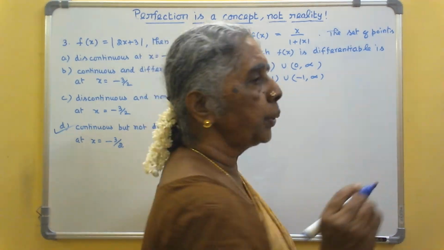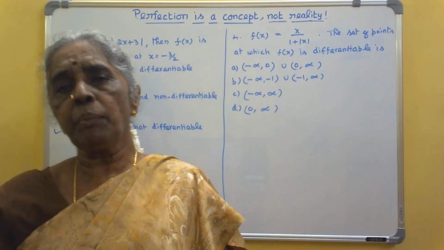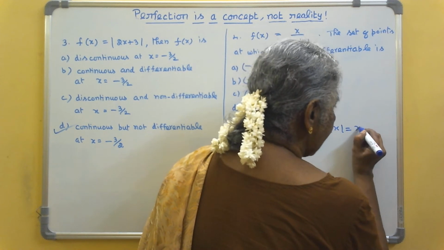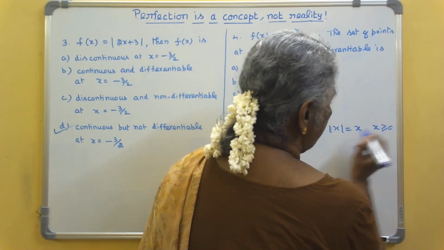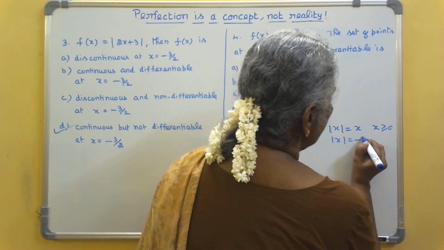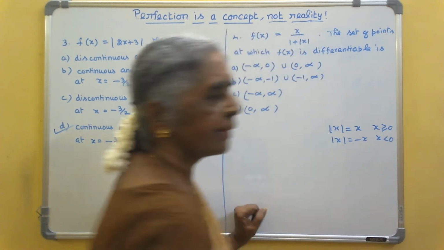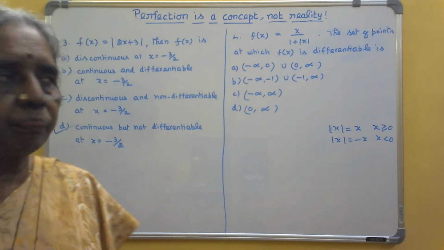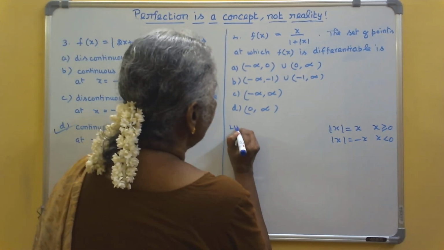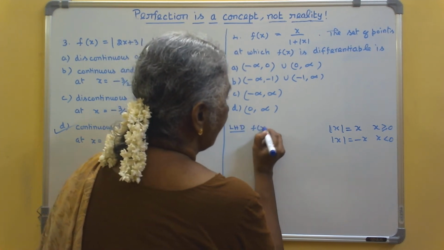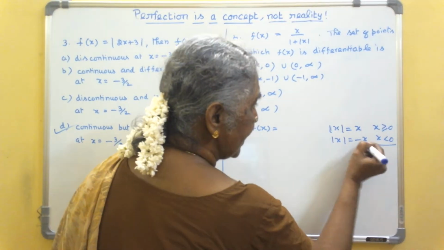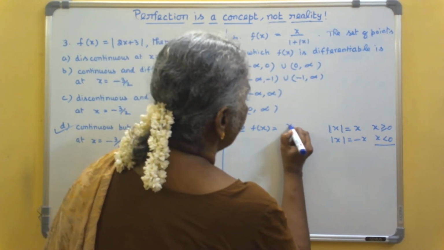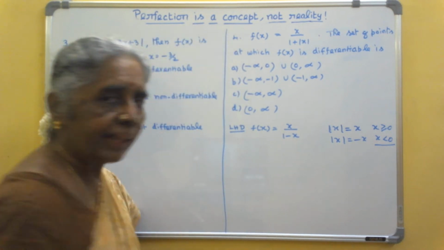For that, you should know the 2 interpretations of any modulus function. So |x| is equal to x when x is greater than or equal to 0. |x| is equal to -x when x is less than 0, right? This is how you have to interpret a mod function. So when I consider my LHD, my f(x) will be, when x is less than 0, my |x| will become -x. So I will get x/(1 - x), correct?